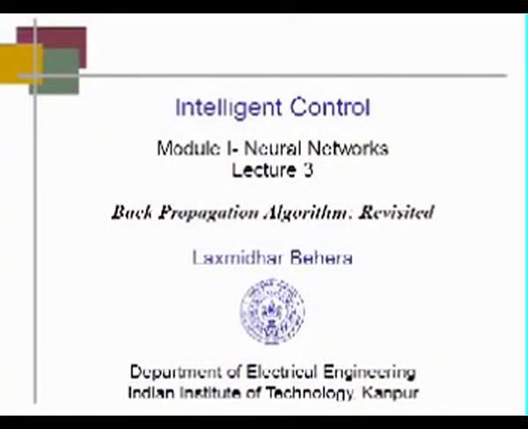This is the third lecture of module 1, neural networks. We have already discussed the linear neural network, system identification using the linear neural network. Then we talked about the feed-forward neural network, that is multi-layer network, which has the capability of approximating any nonlinear function. And we learnt in the second lecture how to derive the backpropagation algorithm for the feed-forward neural network that can approximate any nonlinear function.